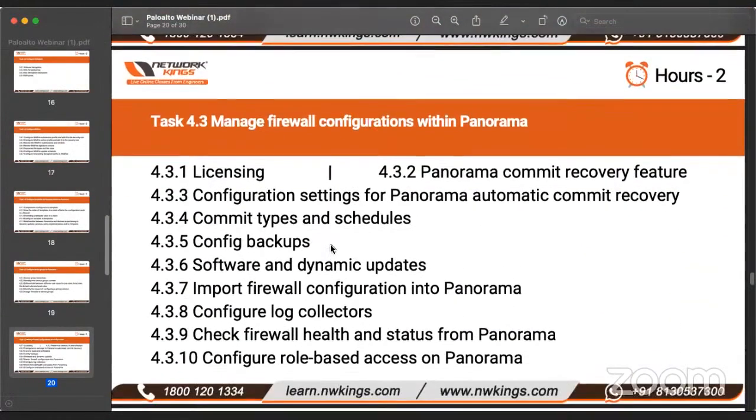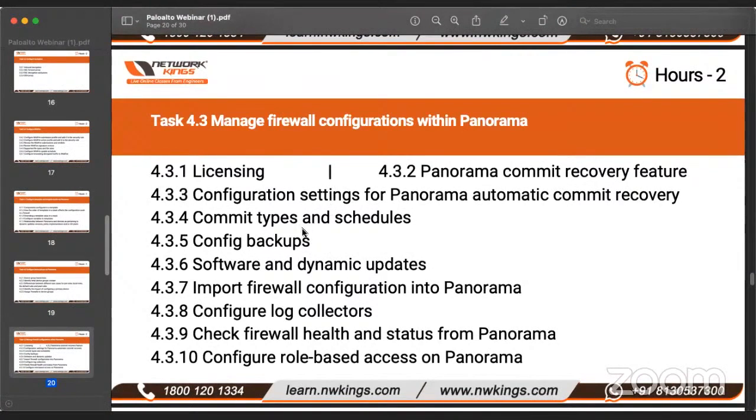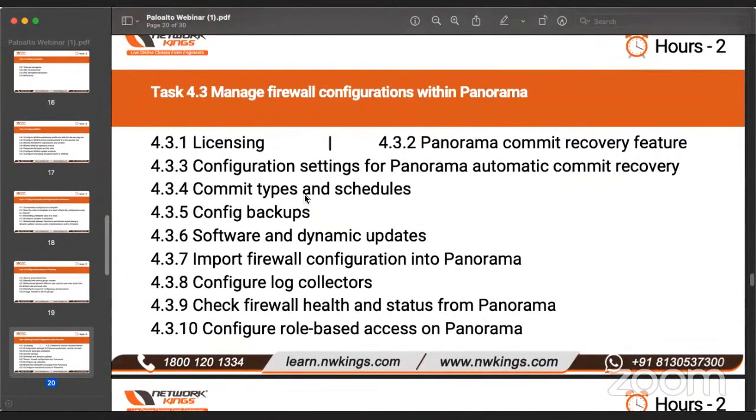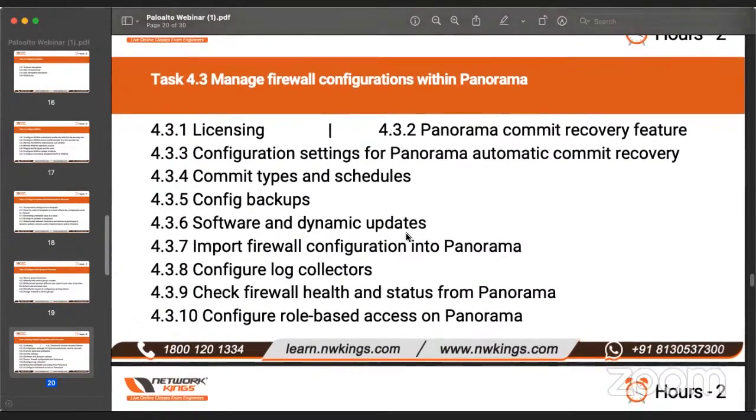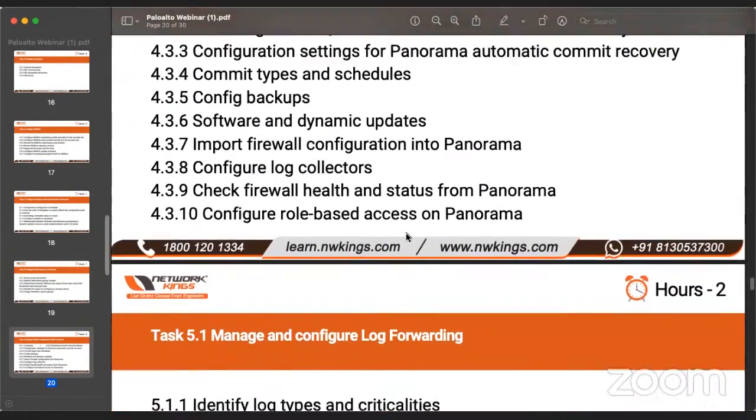So we'll be seeing, right, the different types of licenses, right? How do you take a configuration backup? How do you upgrade the firewalls? What are the dynamic updates involved, right? What is the Panorama commit recovery feature, right? What is the context switch, right? All of that we'll be talking about from a Panorama perspective.